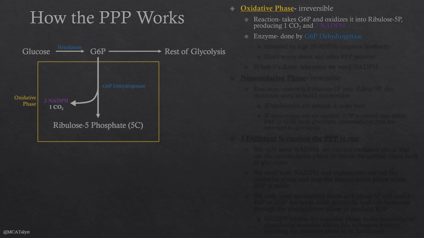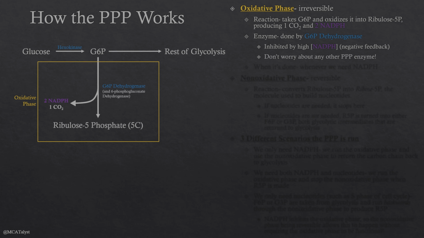Remember that dehydrogenases do all of those redox reactions in metabolism. And because it's irreversible, that means it's going to have some sort of regulation that you need to know about. Specifically, G6P dehydrogenase is inhibited through negative feedback by high amounts of NADPH. If we have high amounts of NADPH, we're going to shut off the oxidative phase.